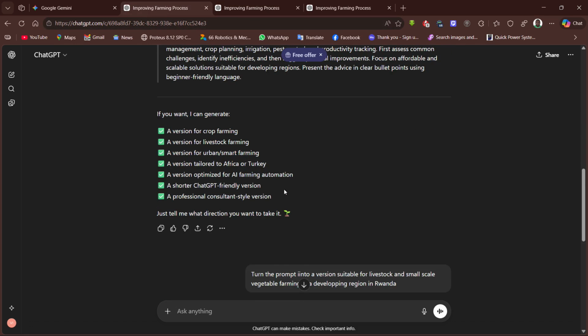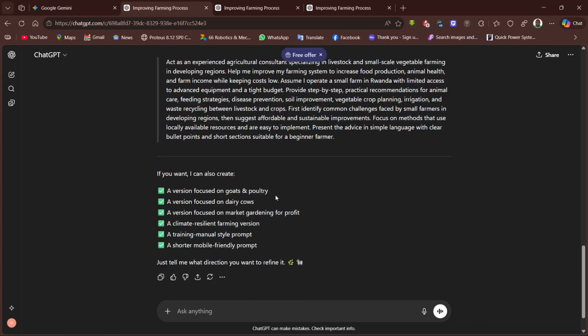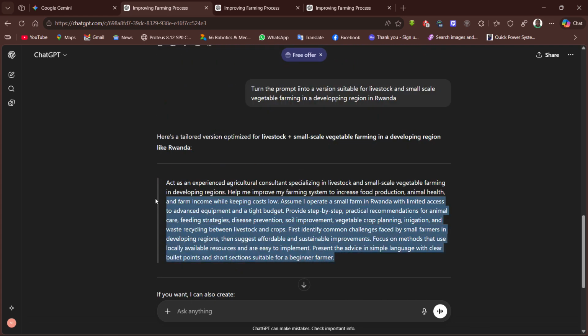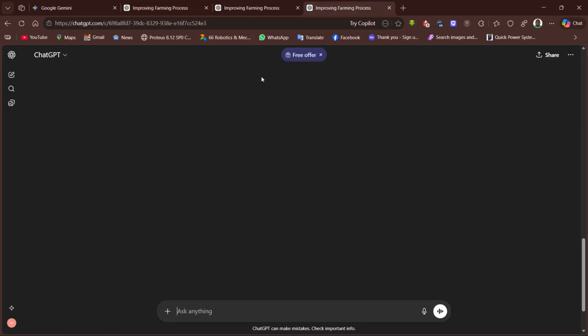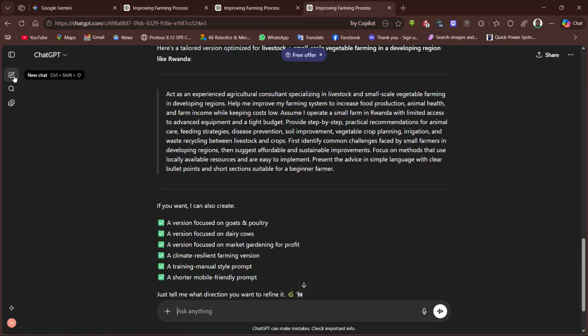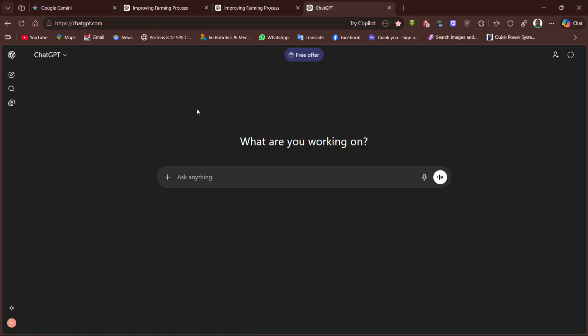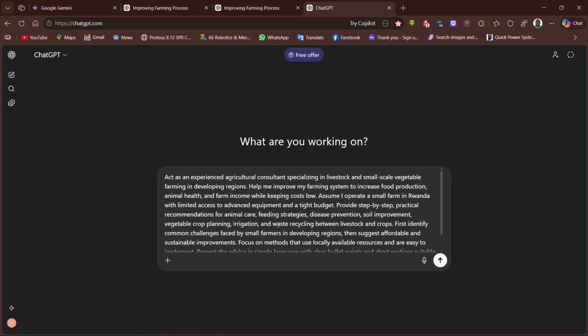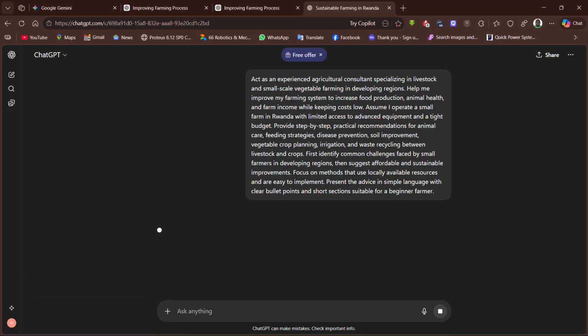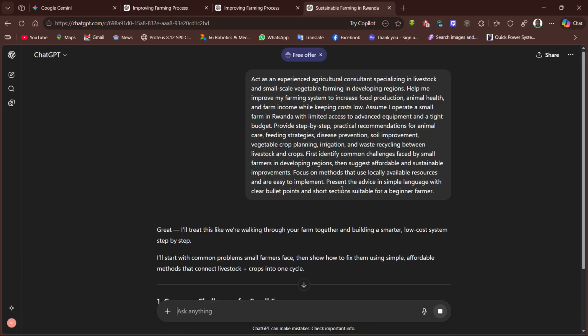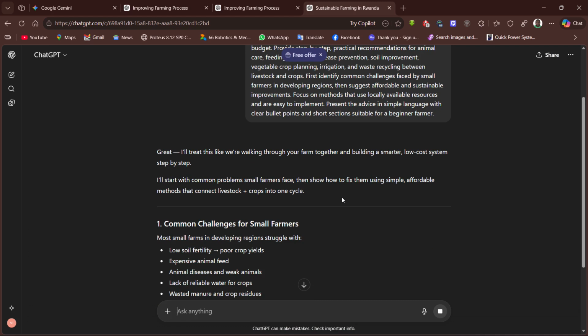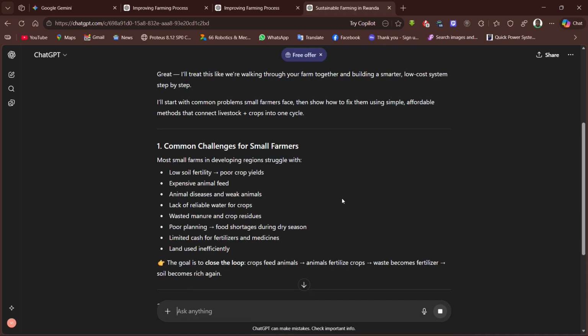But let's copy our last prompt here, and then we are going to come here and then start a new chat also, and then we are just going to paste this inside here, and then we're going to look at it. What are we going to get from here? Now this is our prompt. Let's see what we are going to get. So it's already giving us information which is relevant.